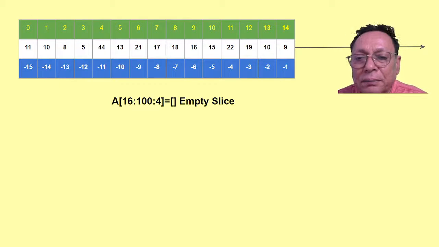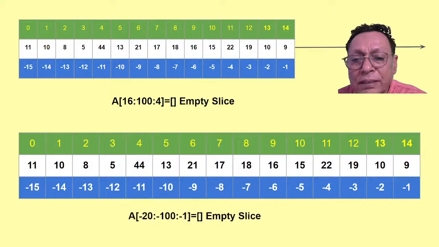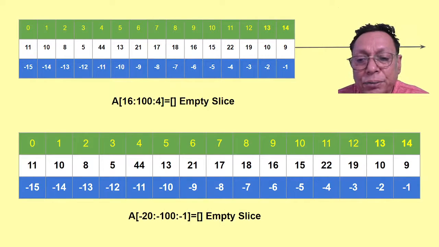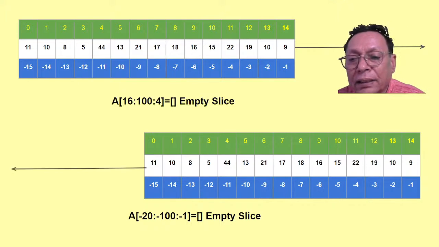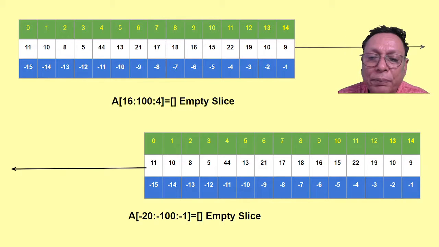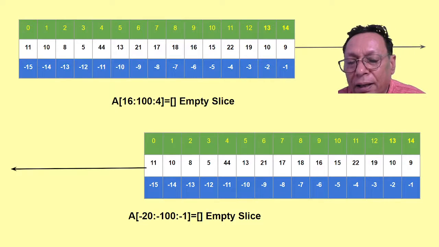Similarly, if we see this minus 20 to minus 100, there will be no element. So again, it will give you the empty slice. So minus 20 is beyond minus 15, and minus 100 is not there. So this will give you the empty slice.